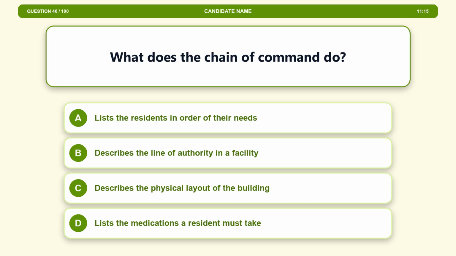Question 46. What does the chain of command do? Option A. Lists the residents in order of their needs. Option B. Describes the line of authority in a facility. Option C. Describes the physical layout of the building. Option D. Lists the medications a resident must take.